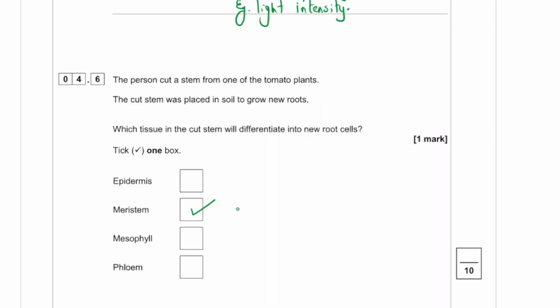The meristem is actually found in the tip of a shoot. So if that's the shoot, they are also found in the roots as well. So let me draw that bigger. If that's the shoot or the root, this front bit is actually the meristem, the growing part of the shoot and the root. That brings us to the end of the question, and I will see you in question number 5.